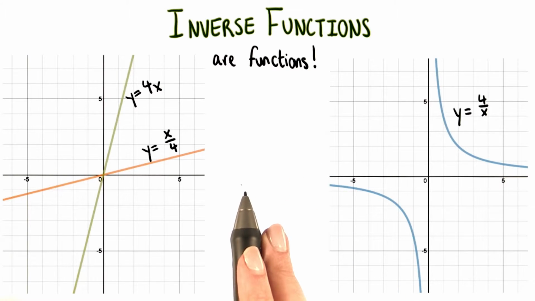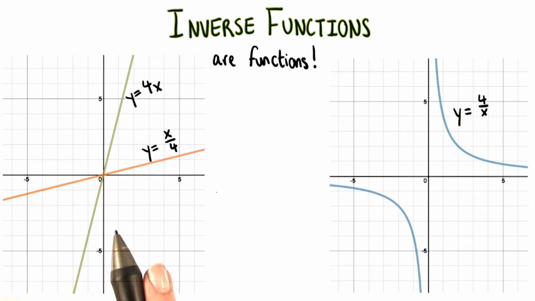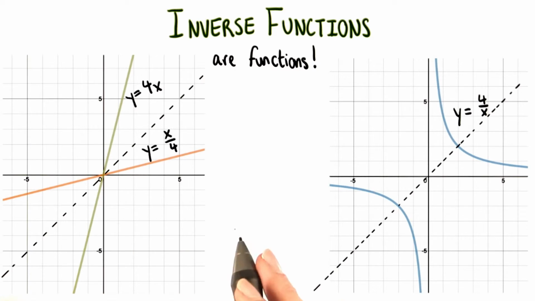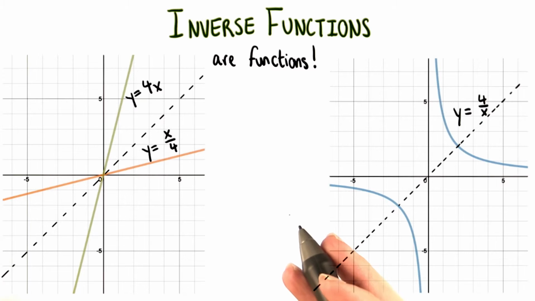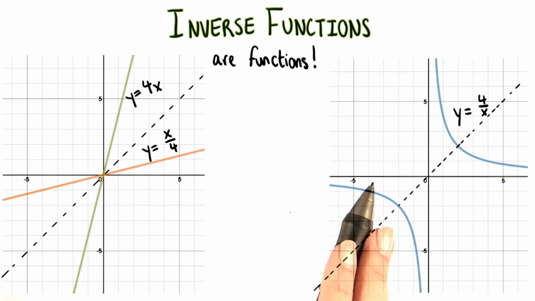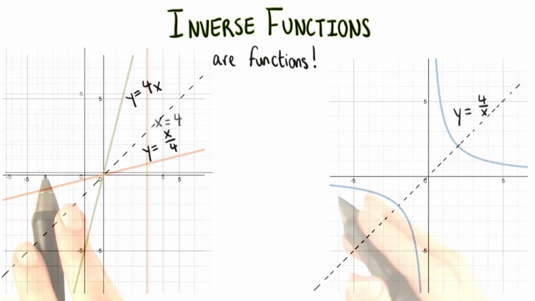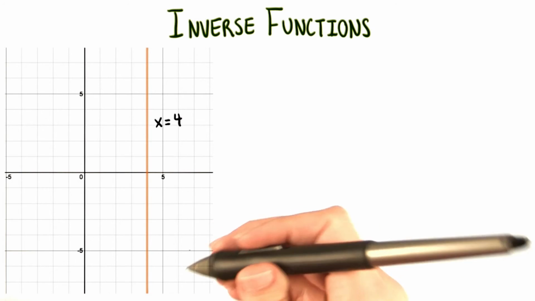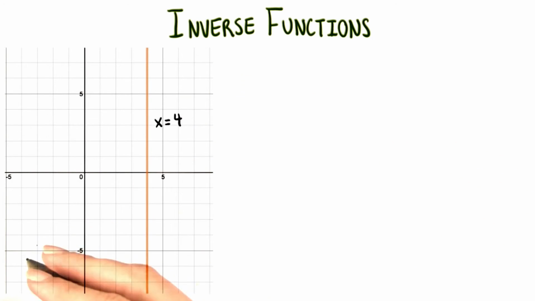It involves graphing. Now, I just said that we can figure out if a graph represents a function by using the vertical line test. And we also know that in order to graph the inverse of a function, we need to reflect it in the line y equals x. So what if we decided to reflect a vertical line in the line y equals x?